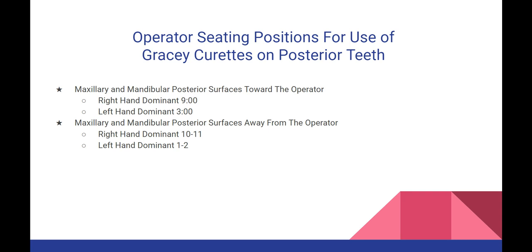Maxillary and mandibular posterior surfaces away from the operator. All posterior surfaces away from the operator for right-hand dominant operator will sit between 10 and 11, and the left-hand dominant operator will sit between 1 and 2.